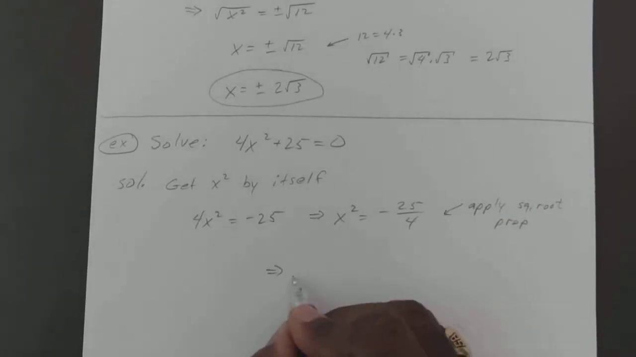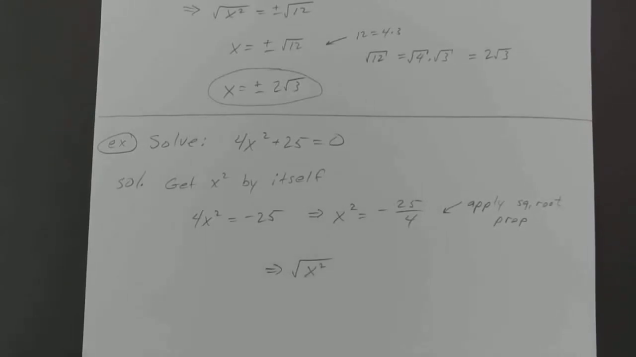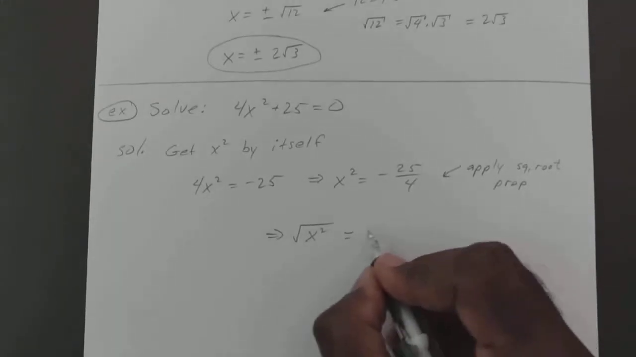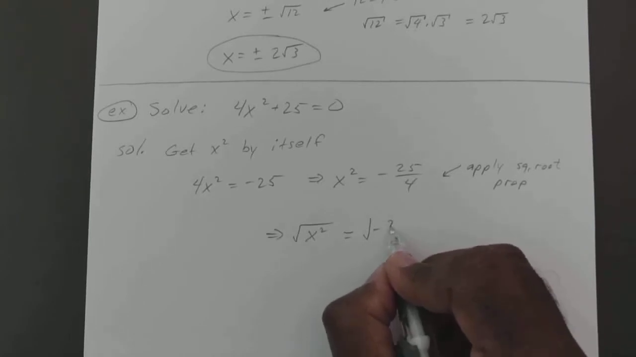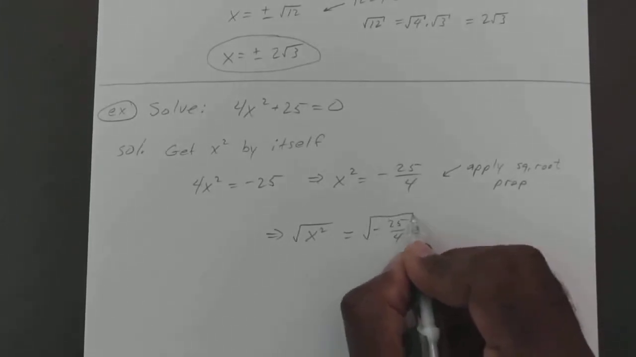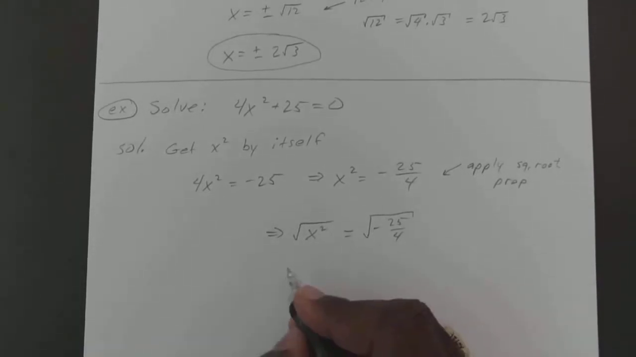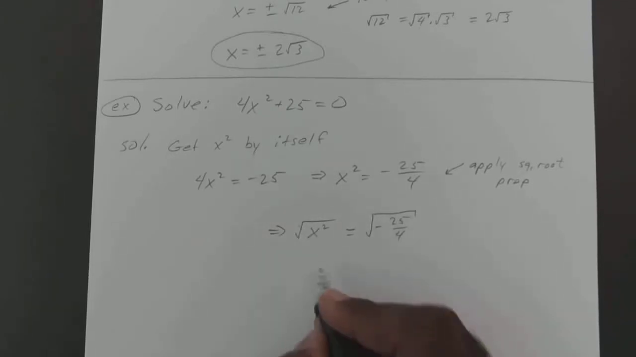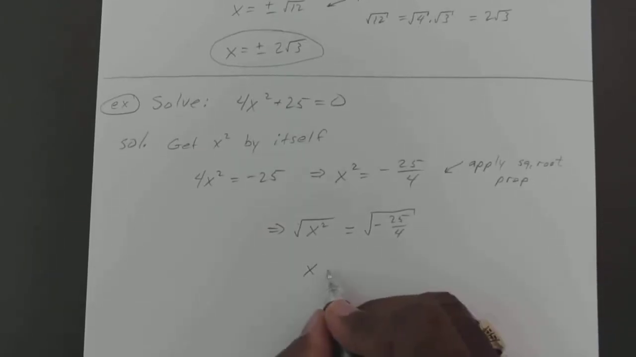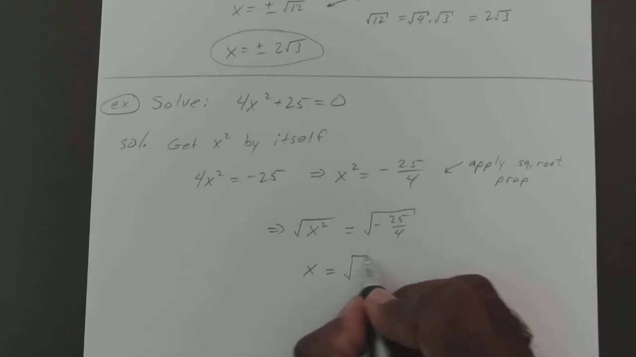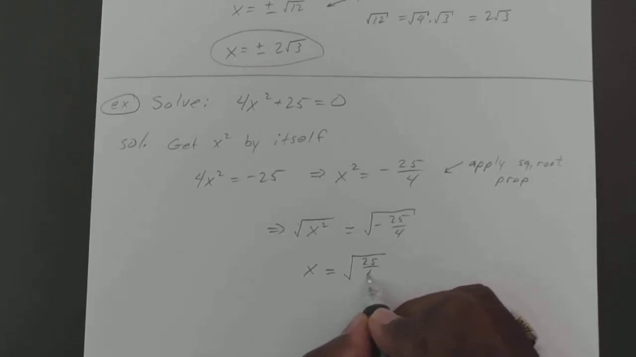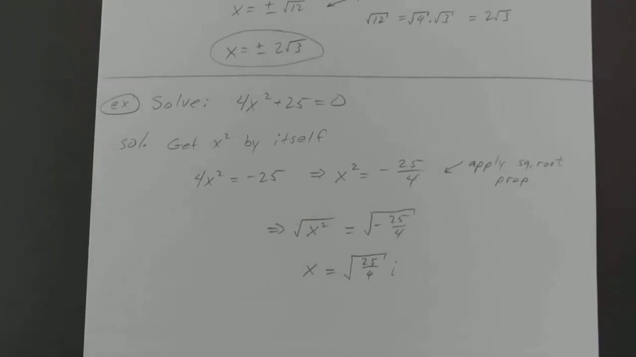Okay. So we just go ahead and square root both sides. So we have the square root of x squared equals the square root of negative 25 over 4. Now, since you have a square root of a negative, you can just go ahead and take that negative out and make it an i. The square and the square root cancel out, so that just becomes x. So you have the square root of 25 over 4, i.